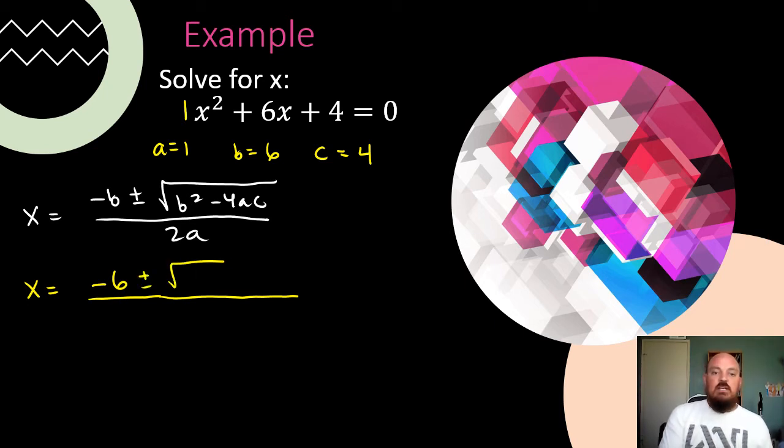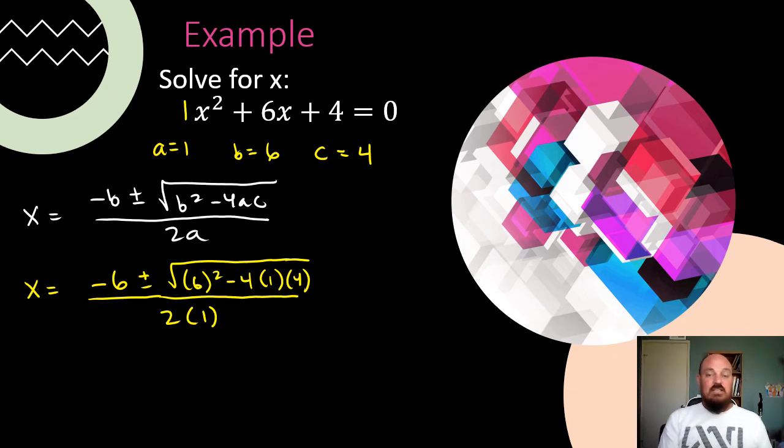Then we have plus or minus the square root of b squared, that would be 6 squared, minus 4 times a, which is 1, and also times c, which is 4. And then the bottom is 2 times a, which is 1. Okay, everything looks exactly like part 1 so far. What's different is this next step.